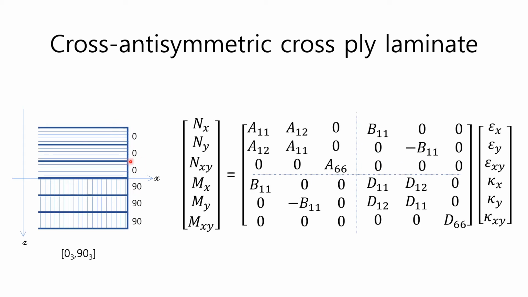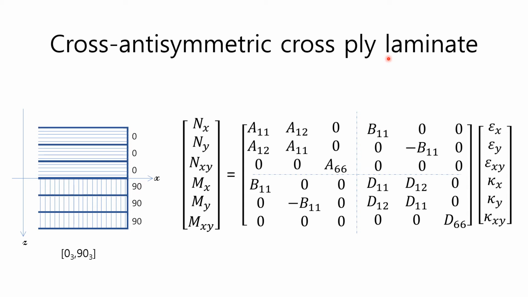Many authors call this type antisymmetric for the cross-ply laminate, but it may confuse people because antisymmetric means a plus angle ply should be paired to the minus angle one at the same distance away from the mid-ply. Then a minus 0 ply is equal to a plus 0 ply, and a minus 90 ply is equal to a plus 90 ply. So plus and minus plies are all the same in the case of cross-ply. As a result, a symmetric cross-ply laminate is equal to an antisymmetric one. Therefore, I introduced a new terminology, cross-antisymmetric, especially only for cross-ply laminate.